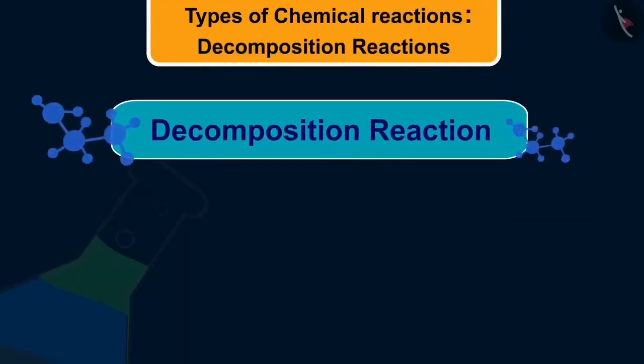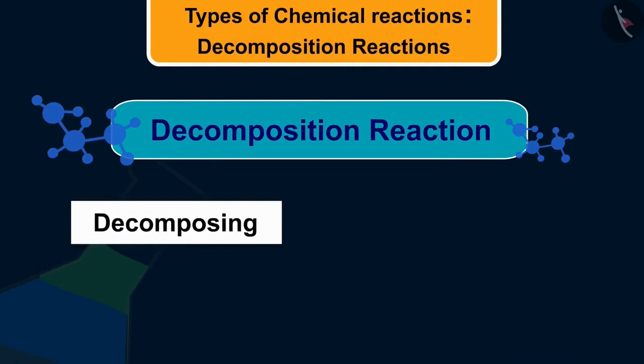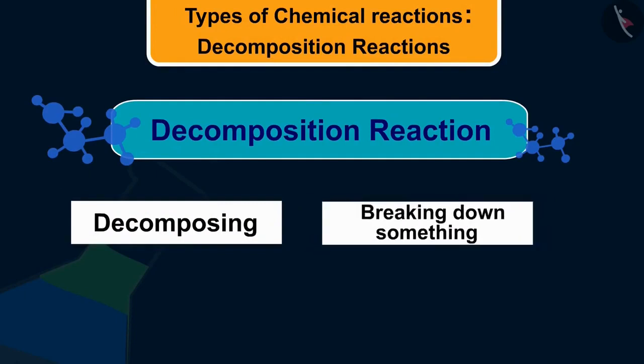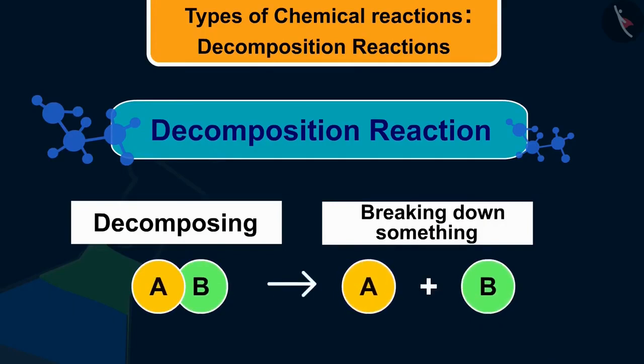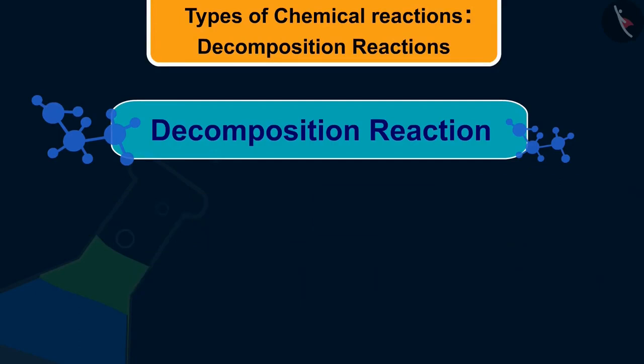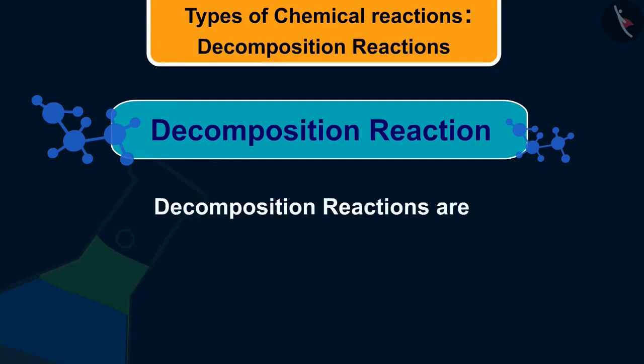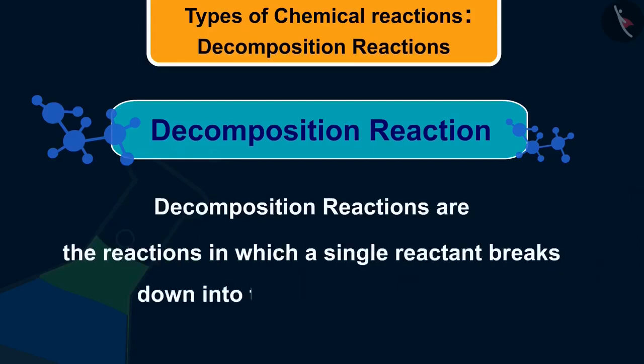Decomposition reaction. The word decomposition tells us that it means we are decomposing or breaking down something. In simple words, breaking of a large substance into smaller substances is decomposition. So, how do we define decomposition reactions? Decomposition reactions are the reactions in which a single reactant breaks down into two or more products.